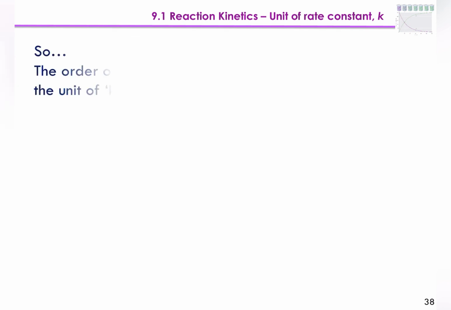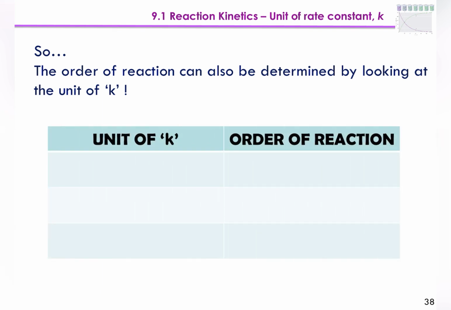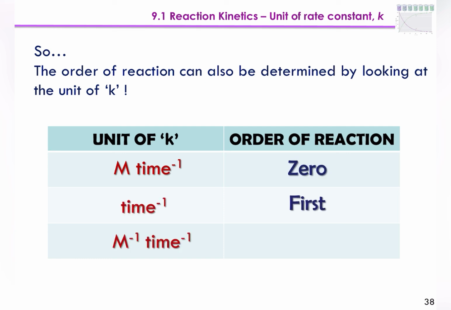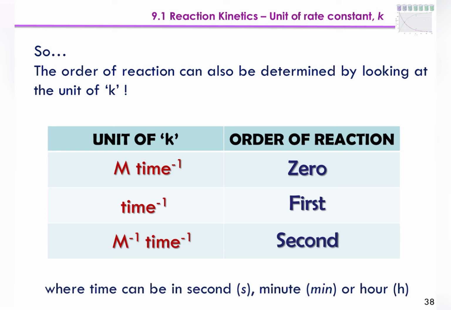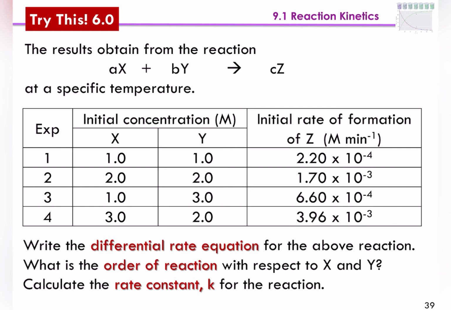So what can you conclude from here? The order of reaction can also be determined by looking at the units of k. Please remember these units for k based on different orders of reaction. I hope it's clear that the time can be in seconds, minutes, or hours. I leave it to you. Try this exercise 6.0, because you can practice the differential rate equation, order of reaction, and also the rate constant based on this example. So try to do this.